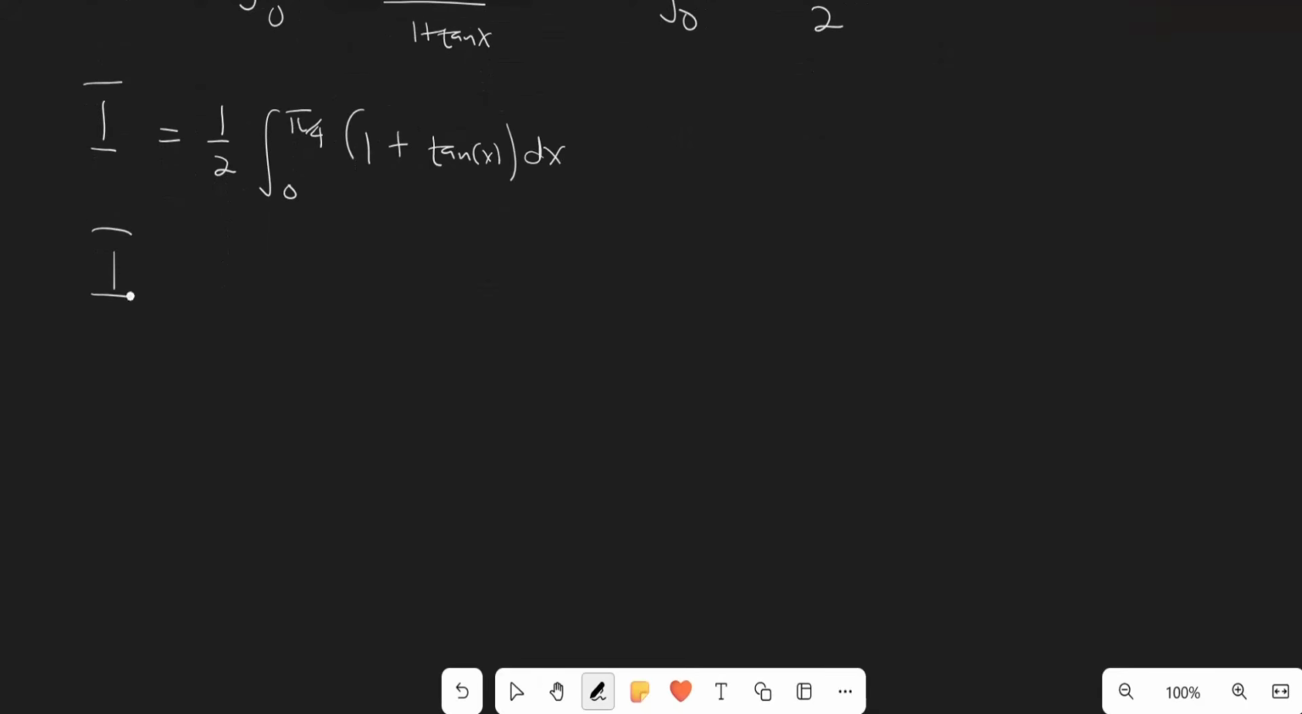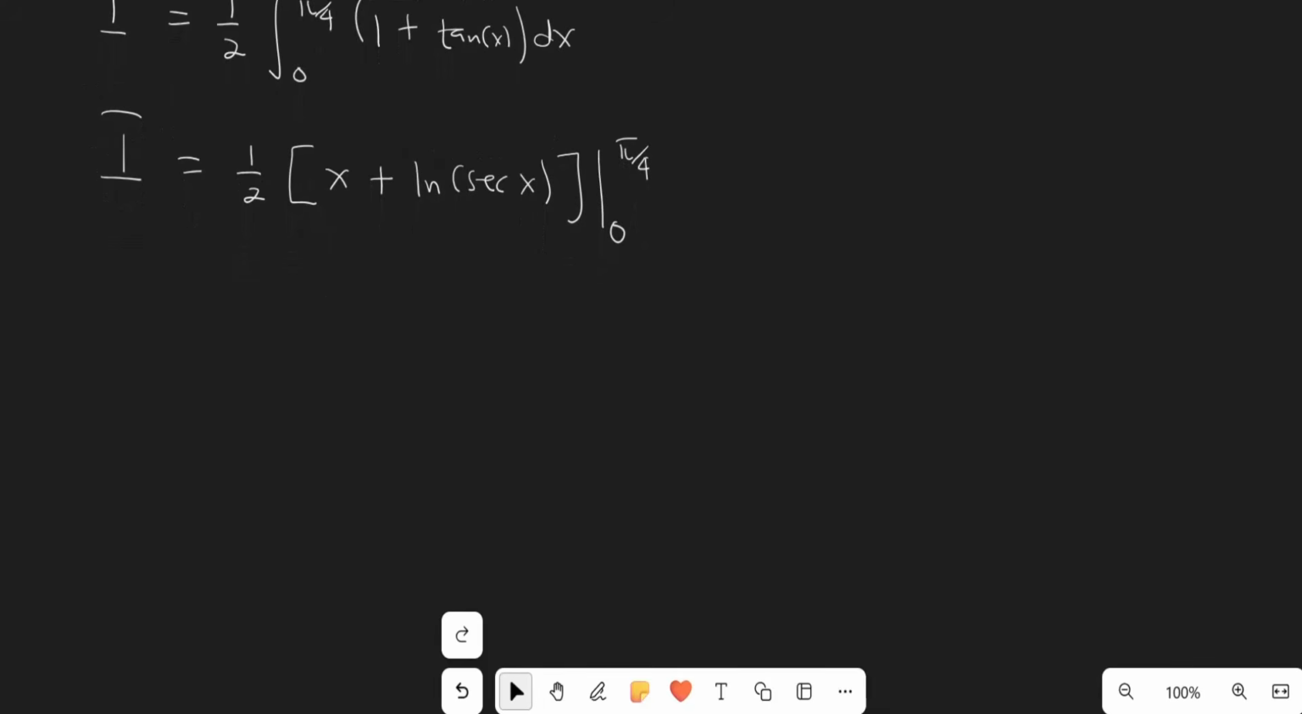Okay, so I is going to be equal to 1/2, then integrating 1 in the x world is x plus what is the integral of the tangent of x. Integral of the tangent of x is the natural logarithm of the secant of x, like this. And then you are done with the integration. You put the limits of integration from 0 to pi over 4. So the integral of the tangent of x is the natural log of the secant of x.